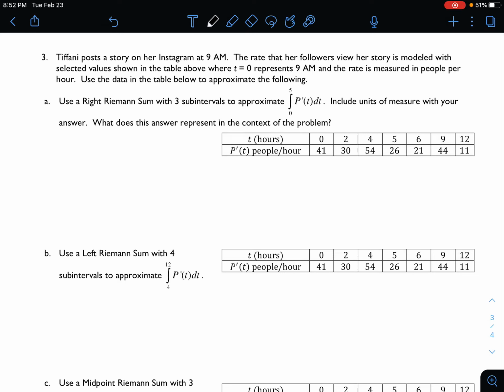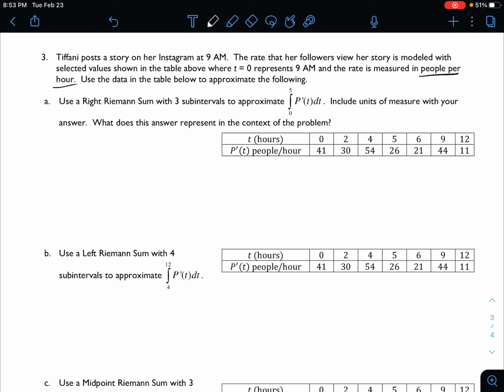Number 3, Tiffany posts a story on her Instagram at 9 a.m. The rate that her followers view her story is modeled with selected values in these tables. And t equals 0 represents 9 a.m. The rate is measured in people per hour. We're going to use the data in these tables to approximate the following.